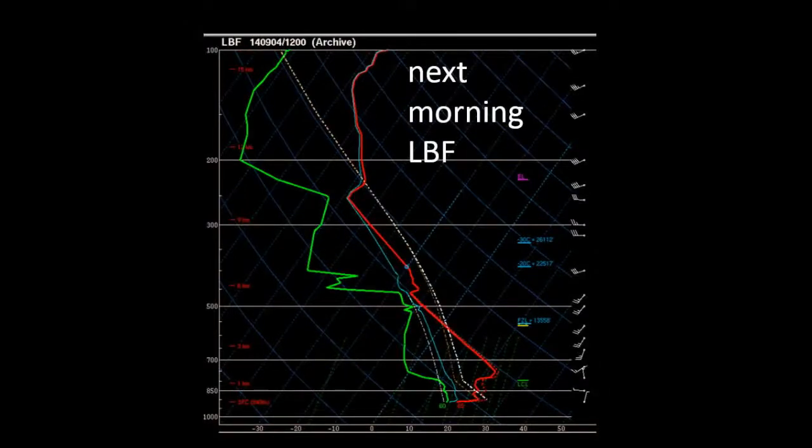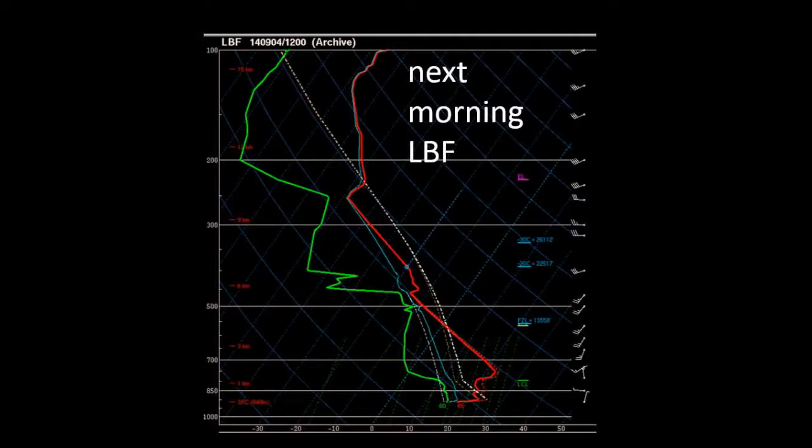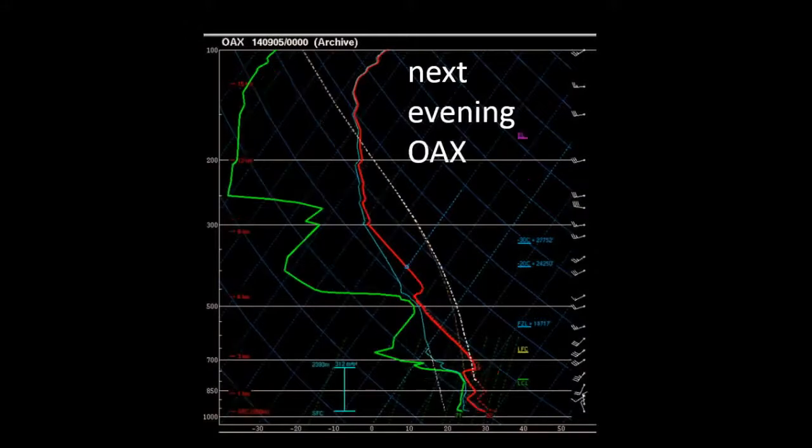Here's North Platte the following morning. So the flow is coming out of the west-southwest. That's essentially from the Denver area, and you notice the lapse rates are almost identical up above the surface. However, the only difference is where the air is coming from somewhere else in the low levels in North Platte.